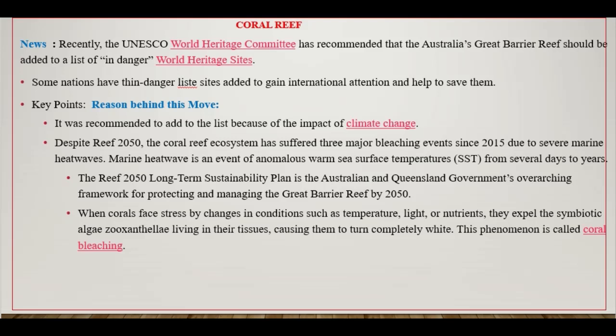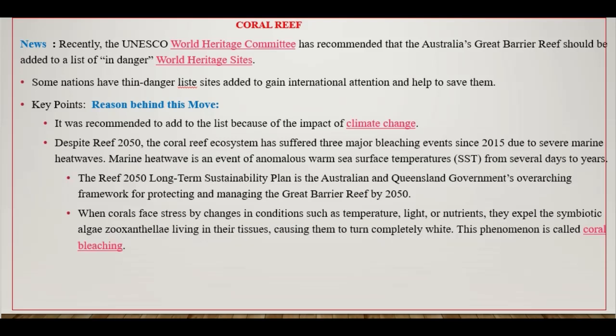Recently, the UNESCO World Heritage Site Committee has recommended Australian Great Barrier Reef to be added in the World Heritage Site list. Why? Because the Great Barrier Reef is in danger. It has reduced to much of the extent. So it needs to be preserved and it needs to be saved. So the Australian government has come up with this initiative to protect it.